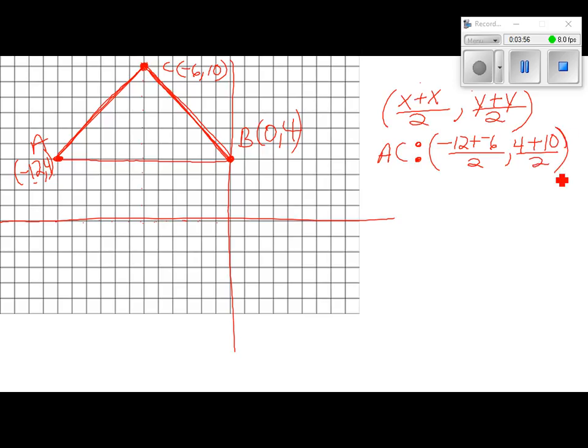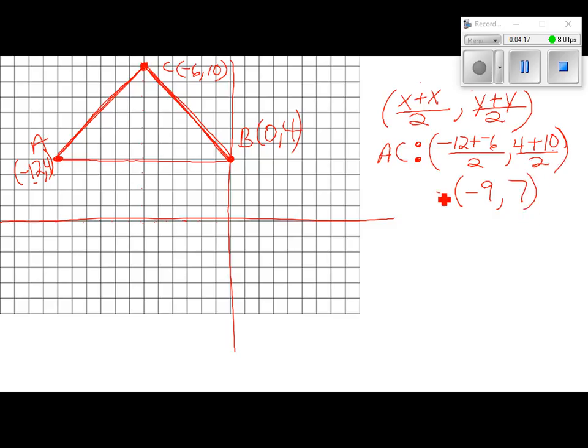Then all you're going to do to find the midpoint of AC is do all that math. -12 plus -6 is -18. -18 divided by 2 is -9. 4 plus 10 is 14. Divided by 2 is 7. That's the midpoint of segment AC.